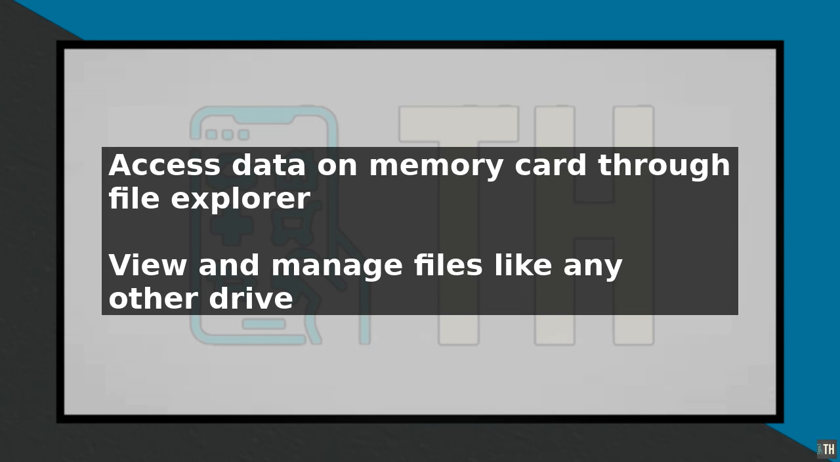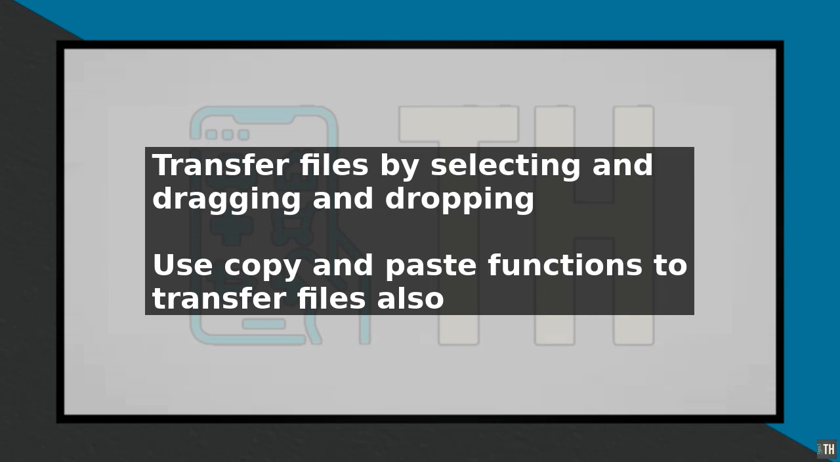To transfer files from the memory card to your computer, simply select the files you want to transfer, and then drag and drop them into the desired folder on your computer. You can also use the copy and paste functions to transfer files.